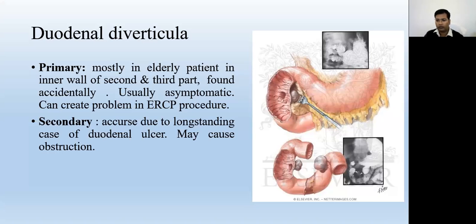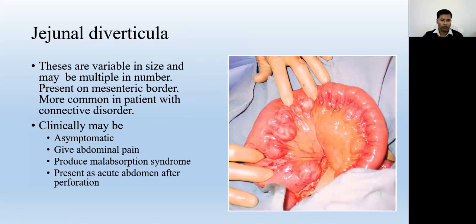That may cause some problems. That may cause obstructions, infections, and perforations. So these are the complications that can occur in duodenal diverticula. The primary ones are usually in the second and third part, and usually remain asymptomatic but create a little problem while doing ERCP. While the secondary diverticula, that are present due to the duodenal ulcer, may cause obstruction as well as perforations.